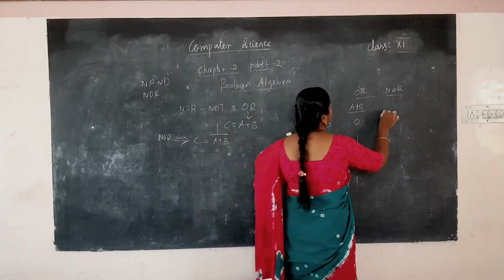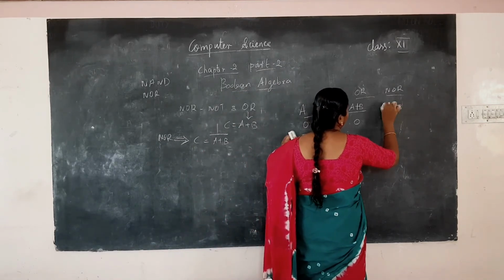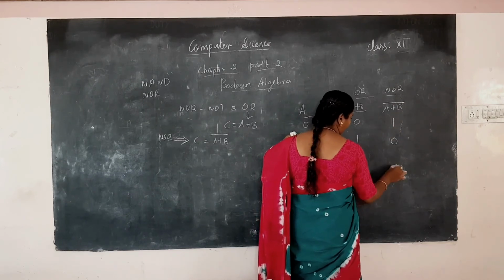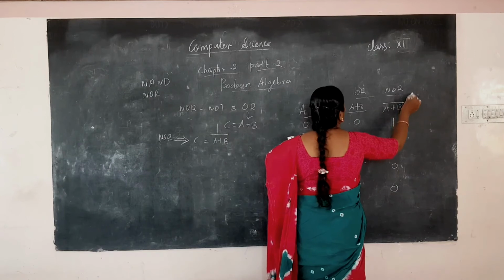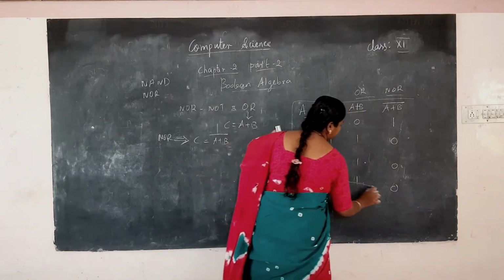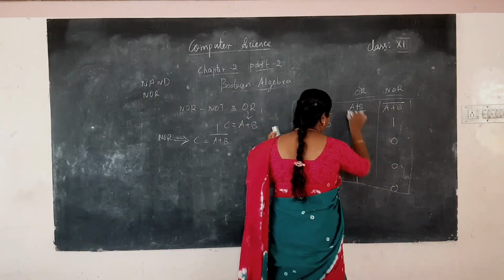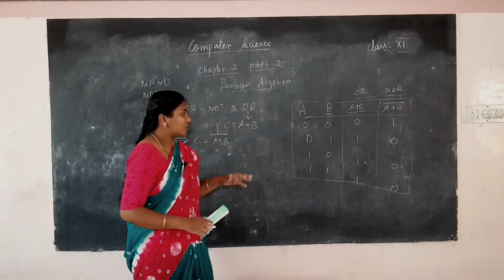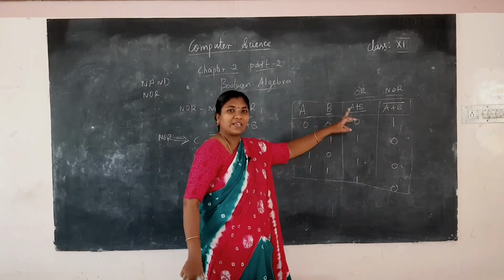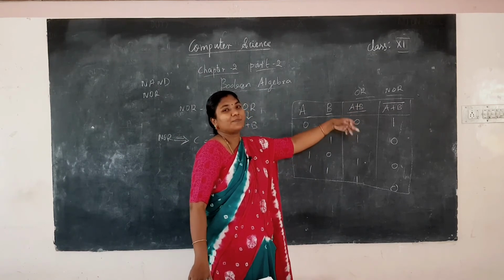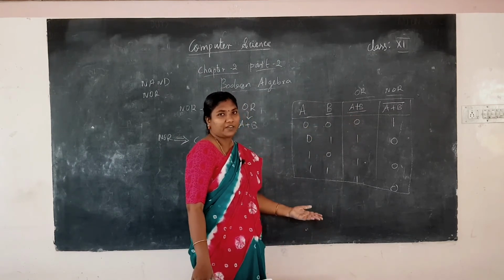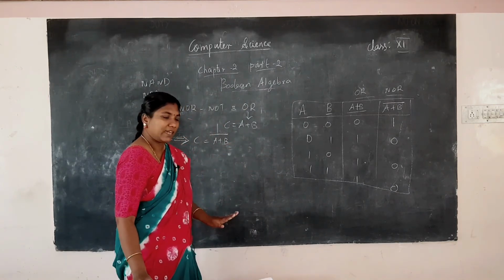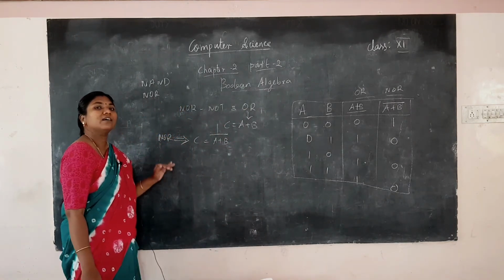Now here NOR means A plus B the whole bar. So 0 complement is 1, 1 complement is 0, so this tabular column is for the NOR gate. Clear? So A and B, A plus B has the OR value, and A plus B complement gives the NOR gate values. So what will be the output? 1 and 0 0 0. Clear?